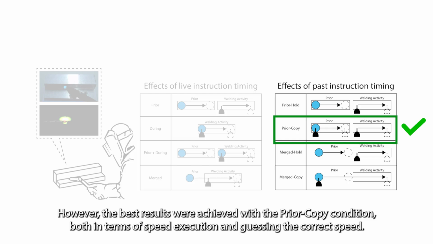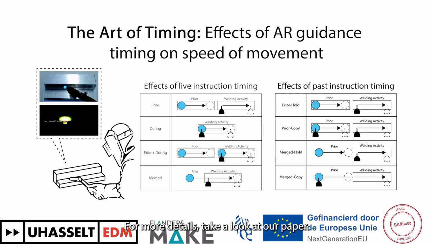However, the best results were achieved with the prior copy condition, both in terms of speed execution and guessing the correct speed. For more details, take a look at our paper.